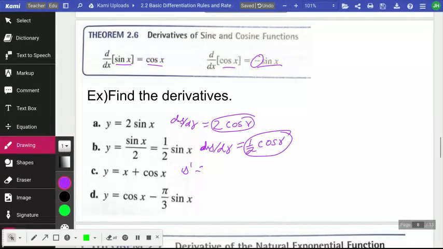We do y prime. The derivative of x is just, remember the exponent's 1, bring it down, then you change the exponent by subtracting 1 from it, so you're going to get exponent of 0. So the derivative of x is just 1. And the derivative of cosine is negative sine x. So it's going to change from a plus to a minus.